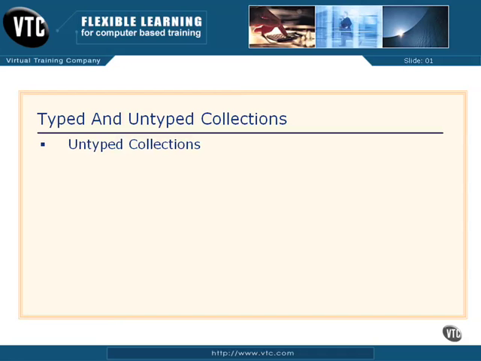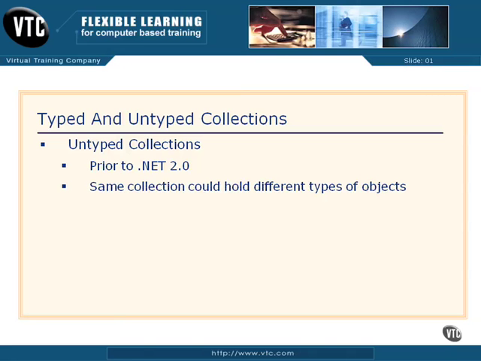Now, first of all, let's talk about what an untyped collection is. And keep in mind, a type, for what we're talking about here, is a data type, a particular data type or categorization of data like string, integer, and that sort of thing. Well, prior to the .NET 2.0 release, you could have a collection and put strings and integers and stuff like that all in the same collection. Very easy to put them in there.